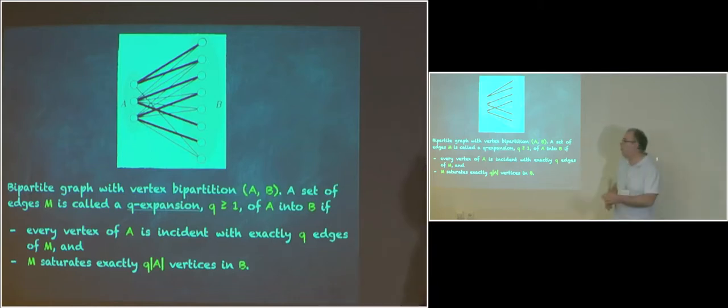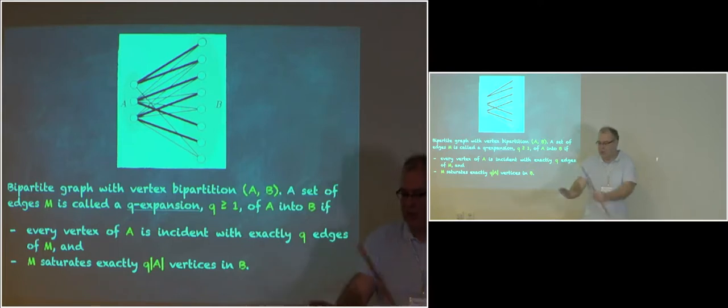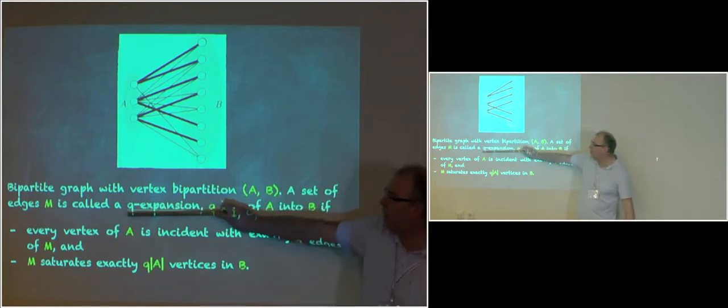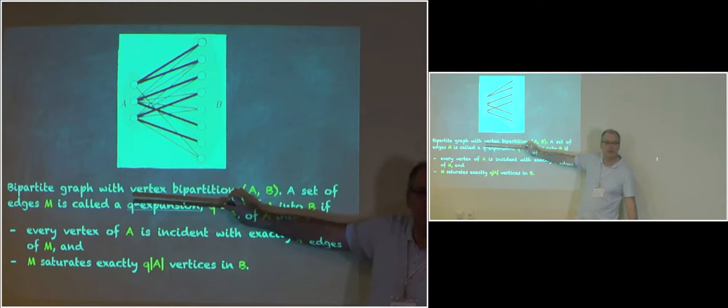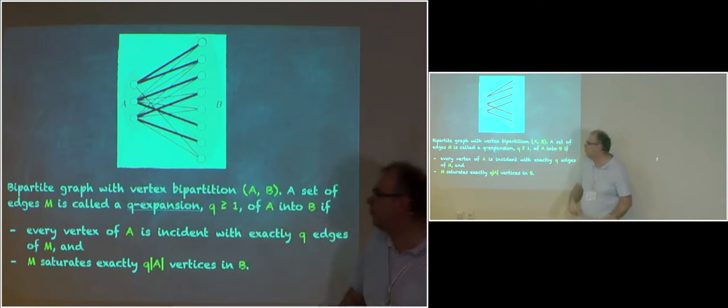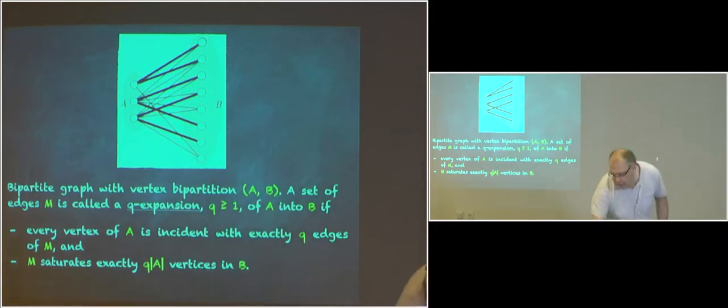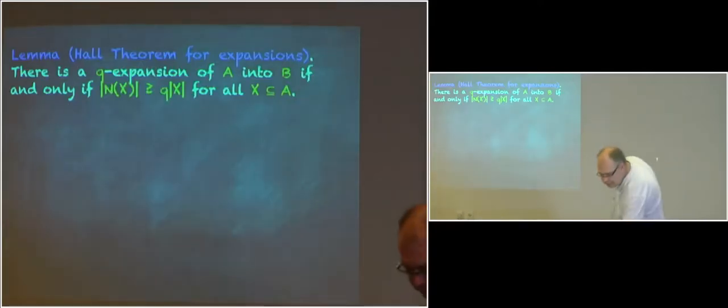So in other words, what is an expansion? You have a set A, and for every vertex of A there is a Q-star, right? And the leaves of these stars are also completely different. So if you look at Q equal to 1, then this is exactly a matching in a graph. But there is also another way of looking at a Q-expansion.